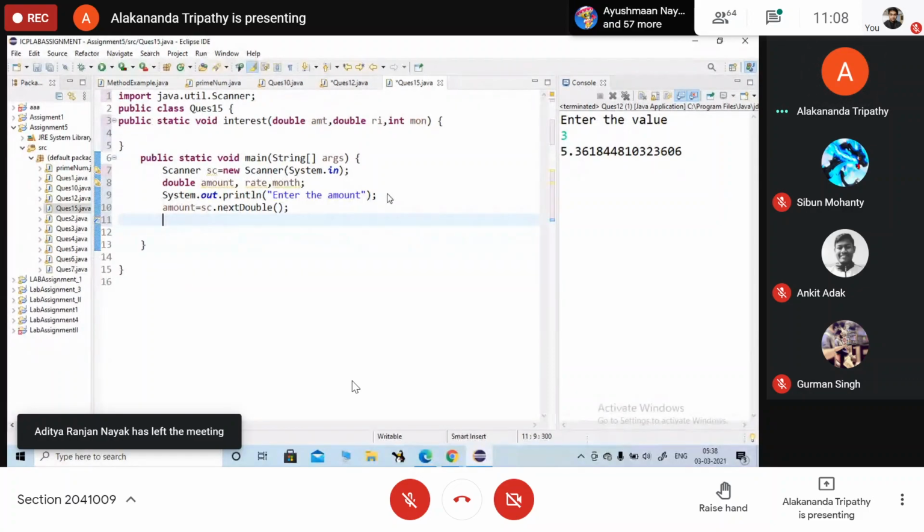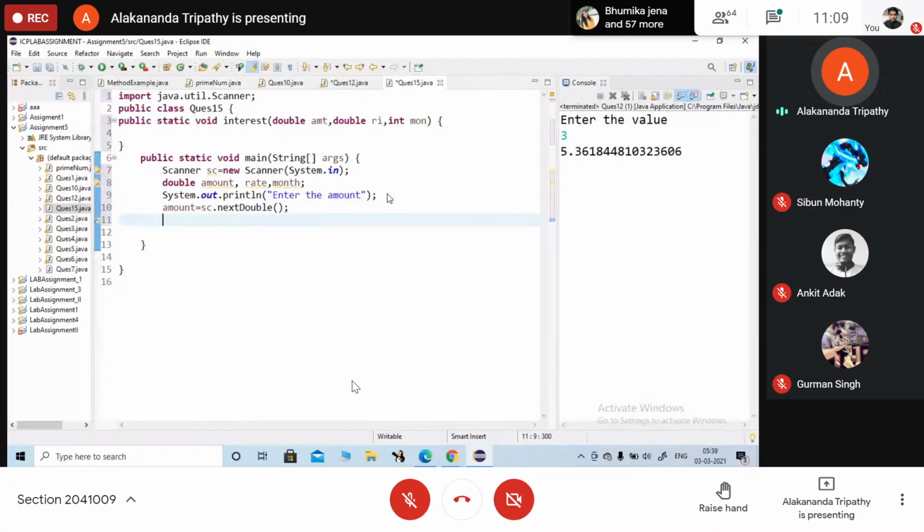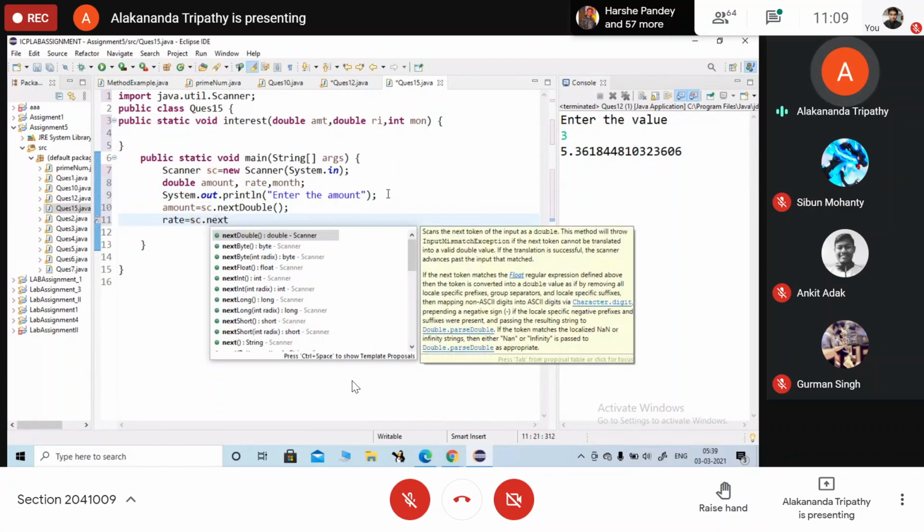Hiranmai. Question number 14. Yes, it is correct. Pranav, you are correct. Okay. Now check question number 15. Try to note it down all the question answers. Okay. So here rate you are going to input SA dot next. In the rate will be in the double.